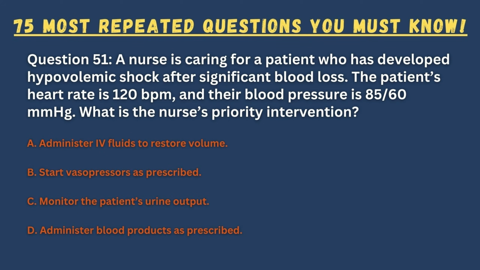A nurse is caring for a patient who has developed hypovolemic shock after significant blood loss. The patient's heart rate is 120 bpm and their blood pressure is 85/60 millimeters of mercury. What is the nurse's priority intervention? A. Administer IV fluids to restore volume. B. Start vasopressors as prescribed. C. Monitor the patient's urine output. D. Administer blood products as prescribed.